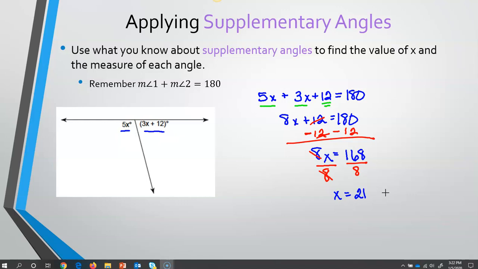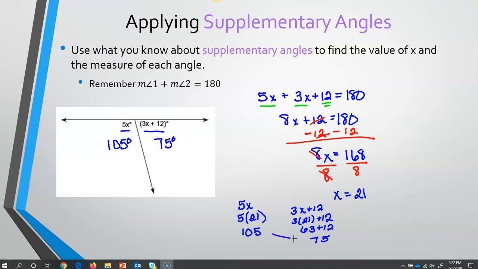So now I'm going to take that 21 and I'm going to put it in for the x. So the first one says 5x, or 5 times my 21, which is going to give me 105. So my first angle over here is 105 degrees. All right, then I'm going to take my second one, which is 3x plus 12. So I'm doing 3 times 21 plus 12. So 3 times 21 is 63 plus 12 is going to give me 75. All right. So my second angle is 75 degrees.